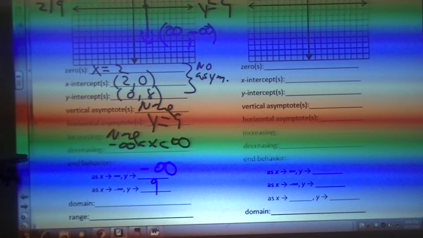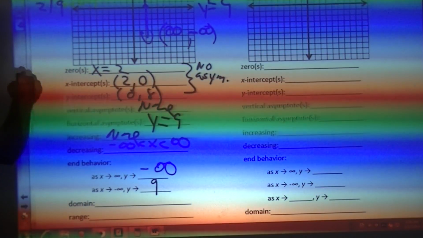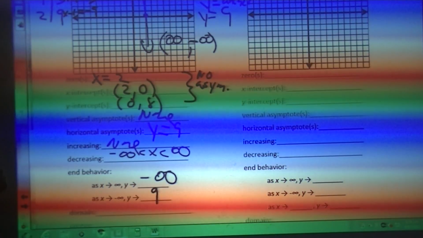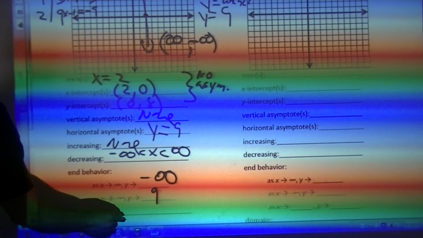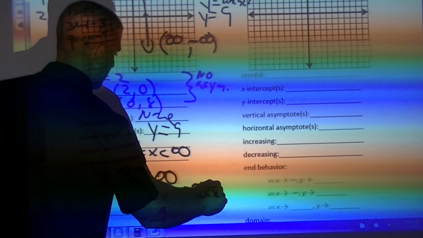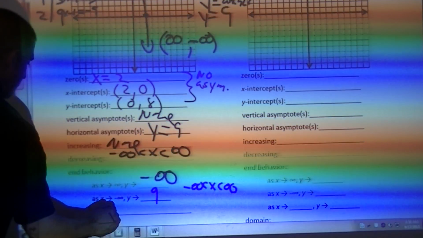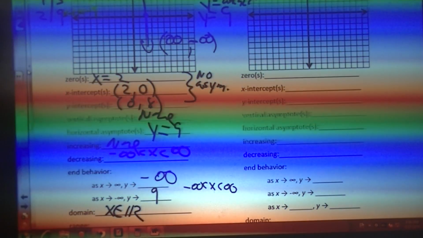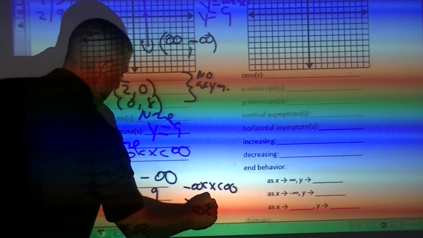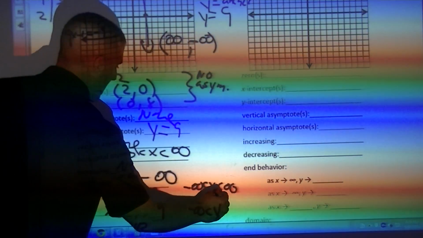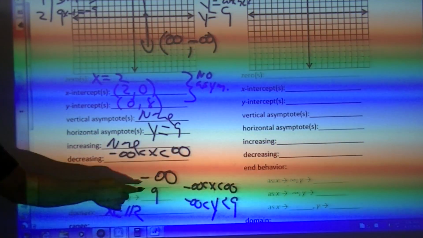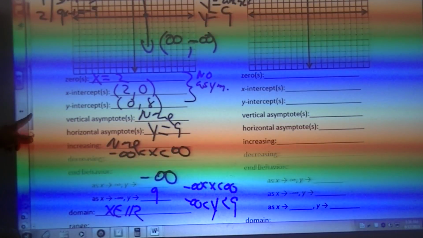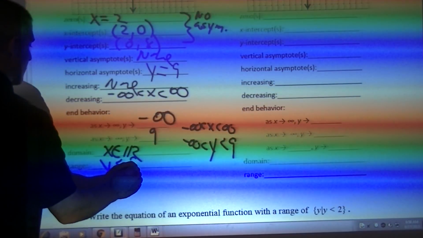The domain: the smallest x value here is negative infinity, and the biggest is positive, so the domain is all real numbers. For the range, my smallest y value is negative infinity and my biggest y value is 9. I don't put a line underneath that because the asymptote includes that, so y is less than 9.